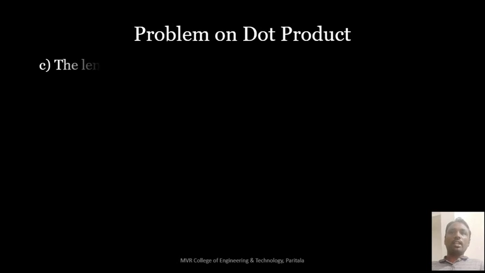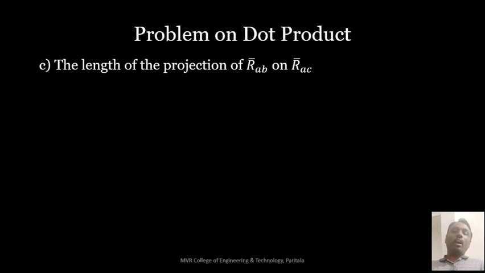Now we have to identify the length of the projection of RAB on RAC. It is nothing but finding the vector component. I already told you in the previous class when we discussed this problem. The length of projection is nothing but the vector component of RAB in the direction of RAC. So we need to identify the direction vector of RAC. What is the direction vector? The unit vector in the direction of RAC can be called the direction vector of RAC. So first we need to identify the direction vector of RAC.